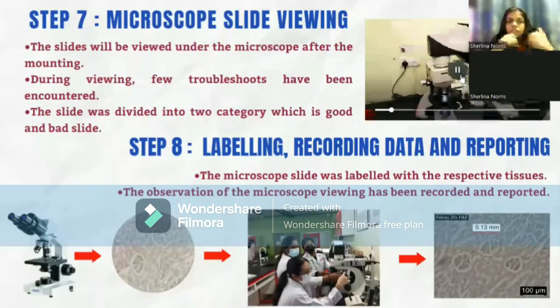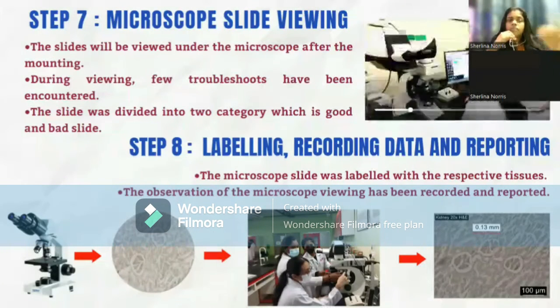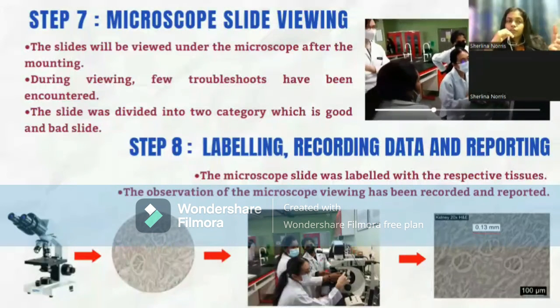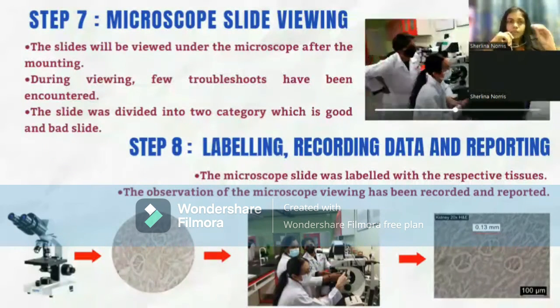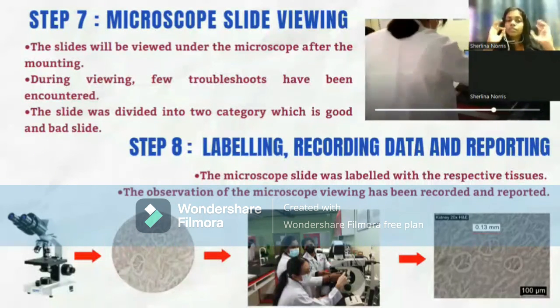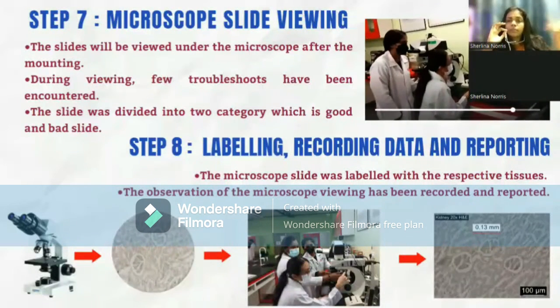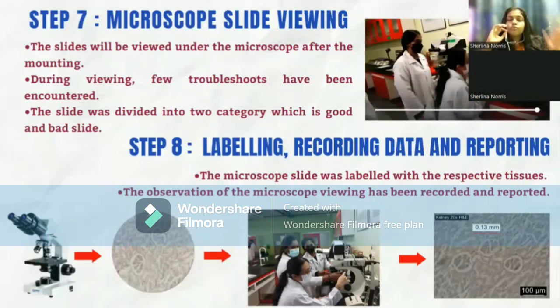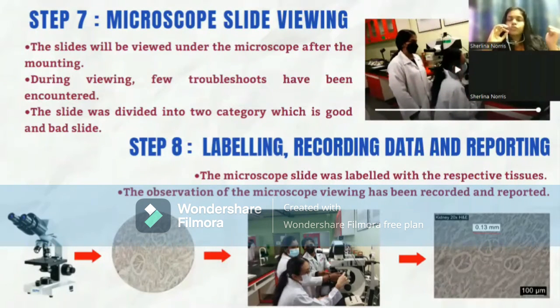Hi, my name is Sherlina and I will be presenting on step 7 and step 8. Step 7 is microscope slide viewing. The slide will be viewed under the microscope after mounting, and during viewing, a few problems were encountered, and the slides were divided into 2 categories, which are good and bad slides. In slide viewing, we have used 2 different microscopes, which are the light microscope as well as the comparison microscope. Step 8 is labeling, recording data and reporting. The microscope slide will be labeled with the respective tissue, and the observations from the microscope viewing have been recorded.